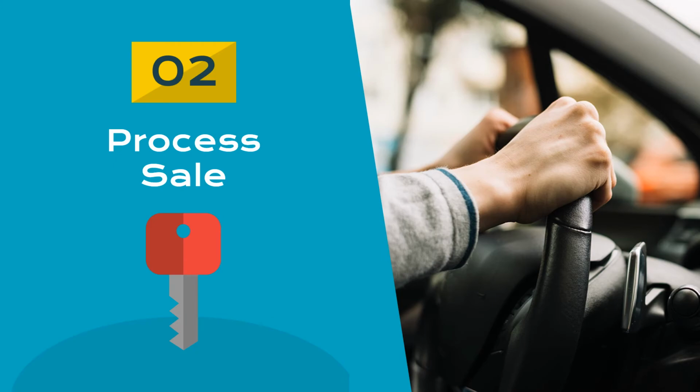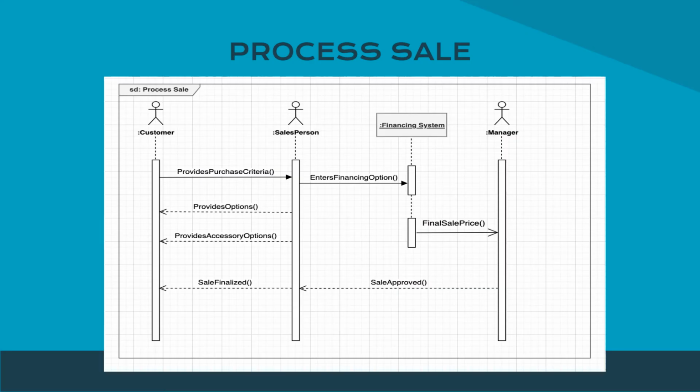Moving on to process sale. We can see there are three actors and one object in the process sale sequence diagram. The actors are a customer, a salesperson, and a manager. The object is the financing system. The sequence of messages start when the customer actor provides their purchase criteria to the salesperson, who in turn provides the customer with options and accessories. Next, the salesperson enters a financing option into the financing system object. The financing system then calculates the final price, including tax, and passes it on to the manager. The sale is approved by the manager and returned to the salesperson, who then processes the final sale back to the customer.